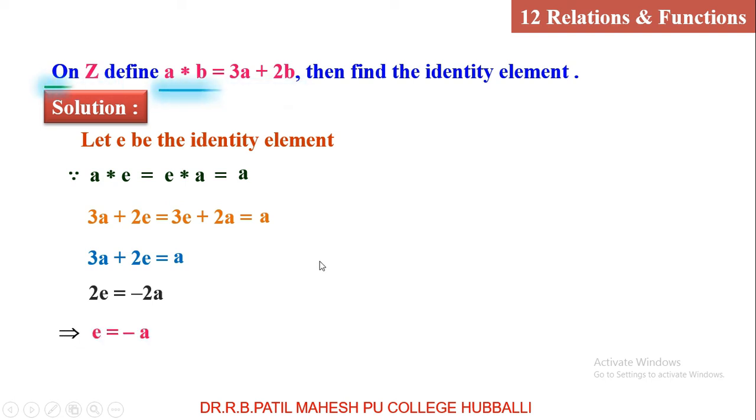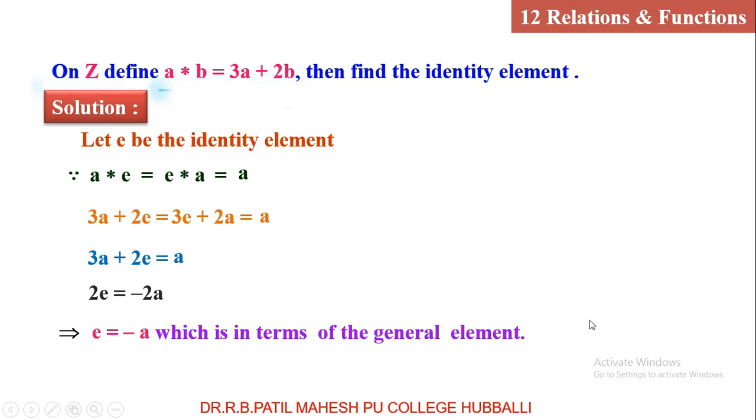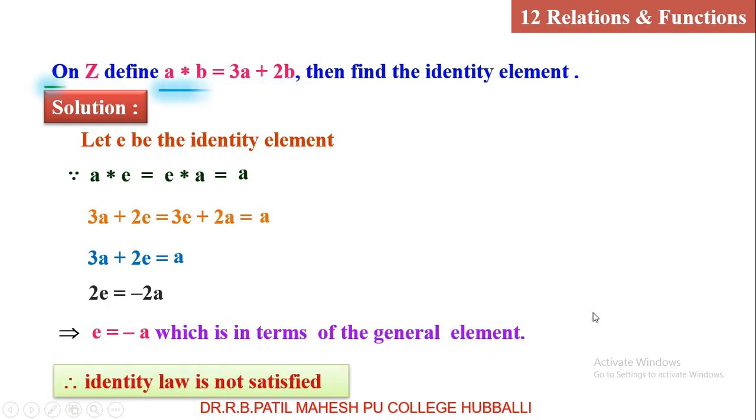Dear students, we did not get a particular E, we are getting it in general. A means any number in the set Z. So actually we should get a unique number for E. Here minus A means it is a general number which is in terms of the general element. Therefore identity law is not satisfied. As the definition says, E must be one particular number. But here in general we are getting, means many identity elements are existing. So identity law is not satisfied.